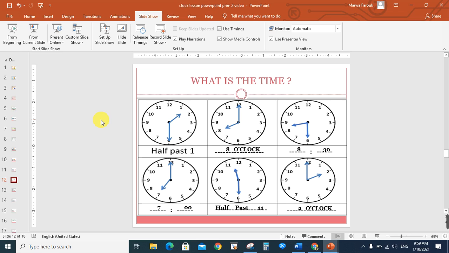half past 8. Okay, the fourth one here, the short hand is on 7 and the long hand is on 12. So it's called 7 o'clock. The fifth one here, the short hand is between 11 and 12, so the hour is 11, and the long hand is on 6, it's half past 11. And the last one here, the short hand is on 2 and the long hand is on 12, so it's 2 o'clock.